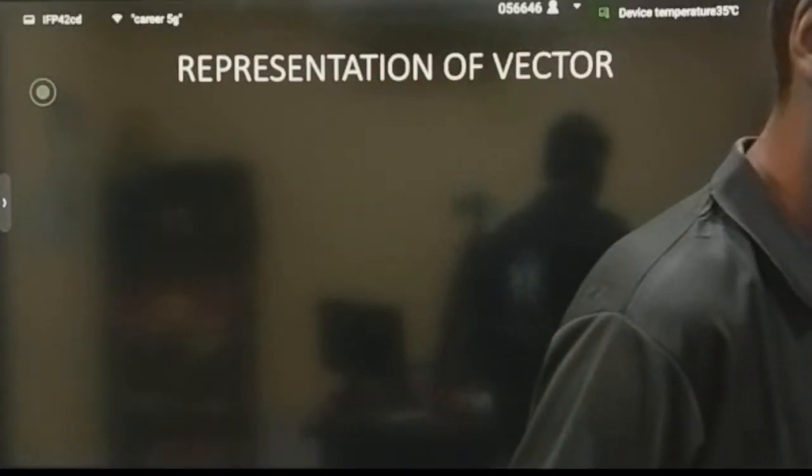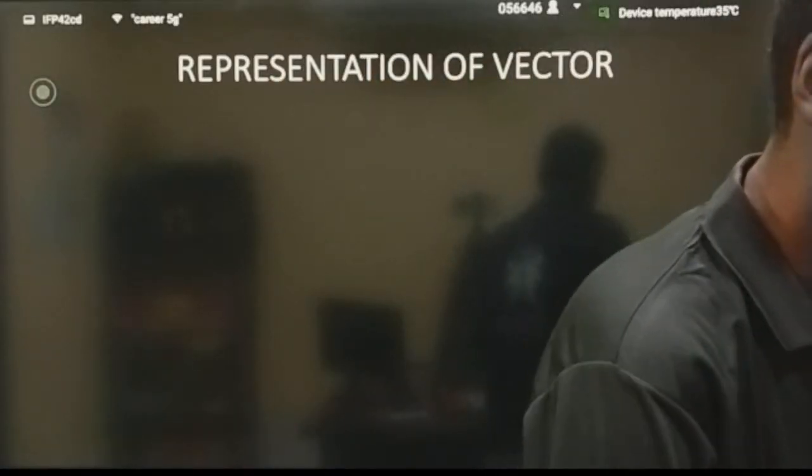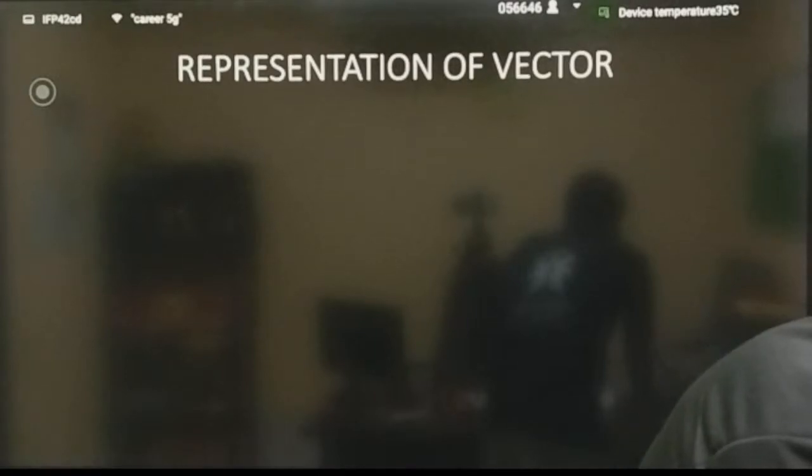Representation of vector. In the previous slide I have discussed based on... Hello sir, are you teaching physics or maths? I am teaching maths, but it is a related topic, vectors.